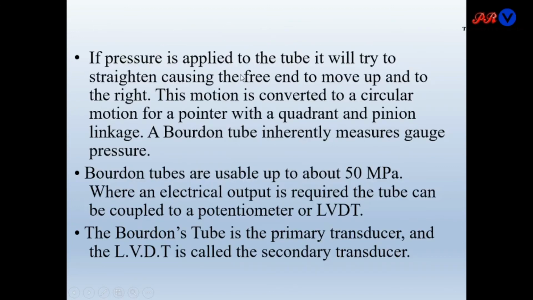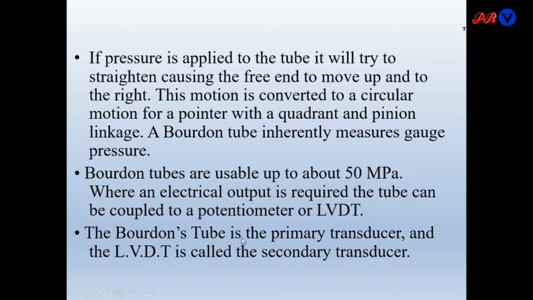If pressure is applied to the tube, it will try to straighten, causing the free end to move up and to the right. This motion is converted into circular motion for a pointer with a quadrant and pinion linkage. A Bourdon tube inherently measures gauge pressure. Bourdon tubes usually measure up to 50 megapascal pressure. Where an electrical output is required, the tube can be coupled to a potentiometer. So, if we want electrical output, then this tube must be coupled to a potentiometer or LVDT.